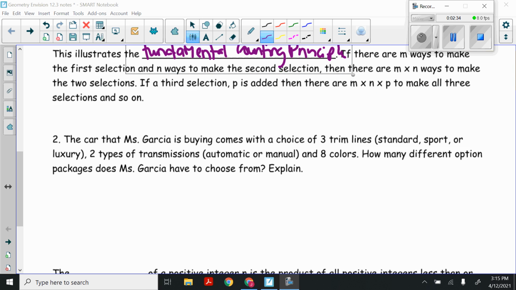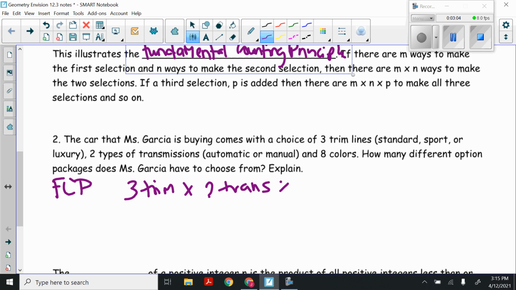The car that Miss Garcia is buying comes with a choice of 3 trim lines: standard, sports, or luxury, 2 types of transmissions, automatic or manual, and 8 colors. How many different option packages does Miss Garcia have to choose from, and explain? Okay. So if we use the fundamental counting principle, there are 3 trim lines times 2 transmission types times 8 color choices. So all we have to do is 3 times 2 times 8. So 3 times 2 gets us 6, 6 times 8 is 48 different options.